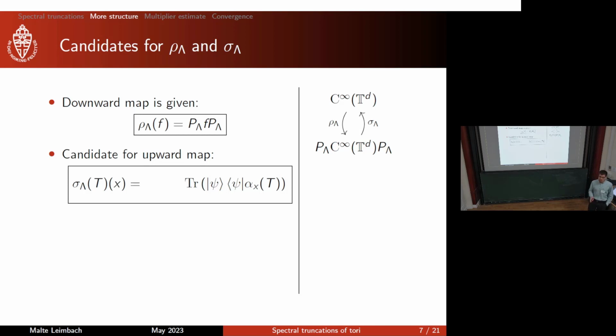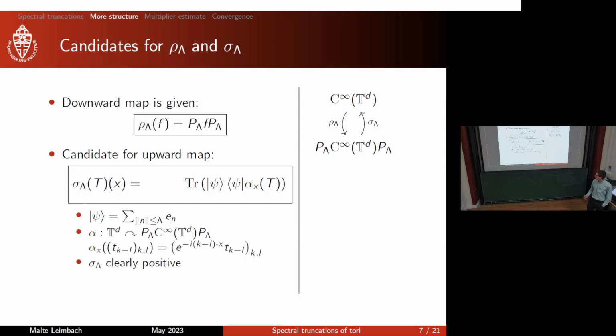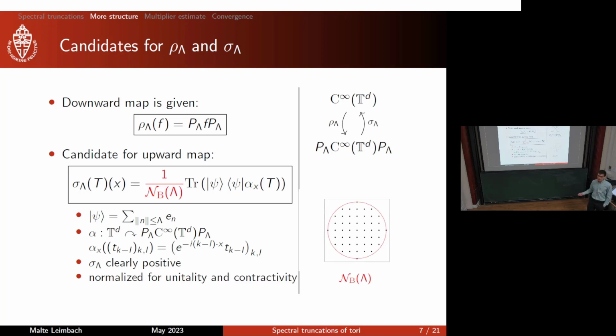I might make a remark about that, but it's a little bit shaky still. So what you do is you take this vector, which just consists of ones. So if you take the ket-bra of that, you just have a matrix full of ones. The alpha is the usual torus action on the operator system. And this map is clearly positive, but you have to normalize to make it unital and contractive. And the number by which you have to normalize is this number, the number of lattice points that you find in your ball of radius lambda.